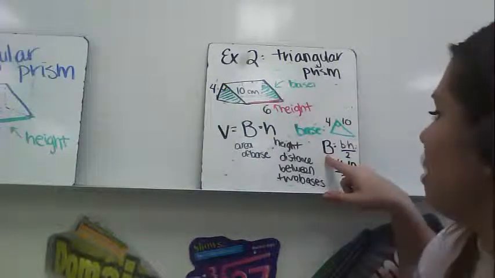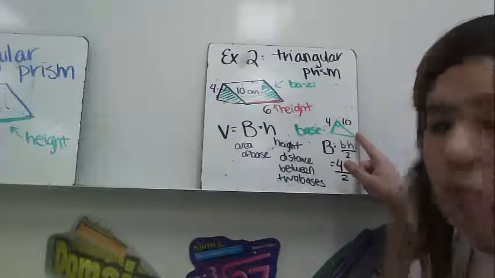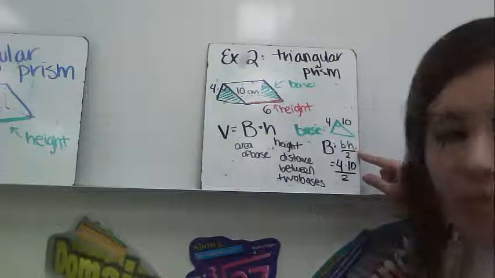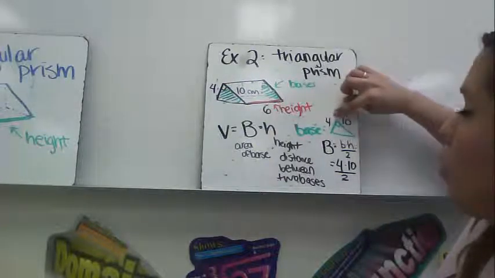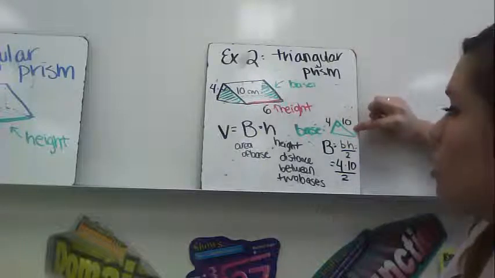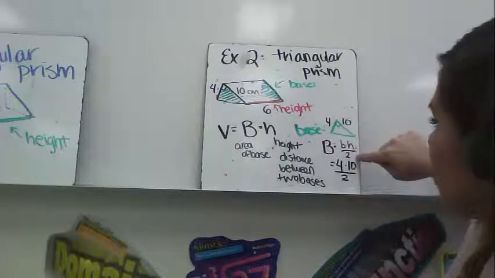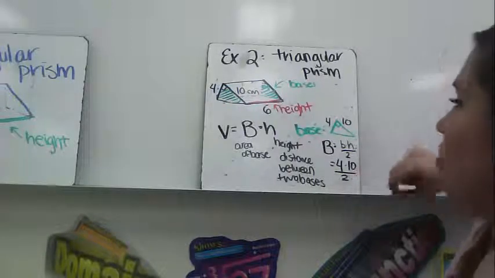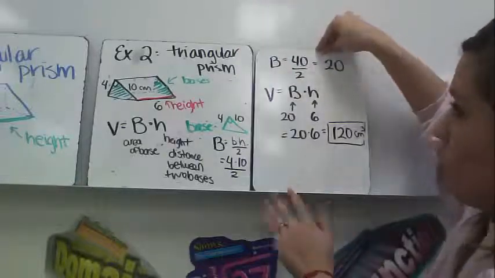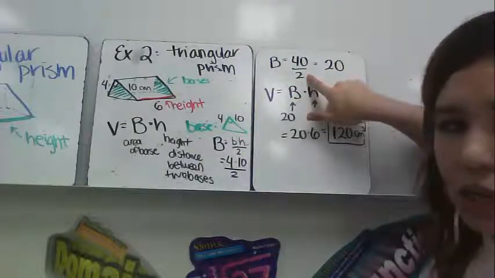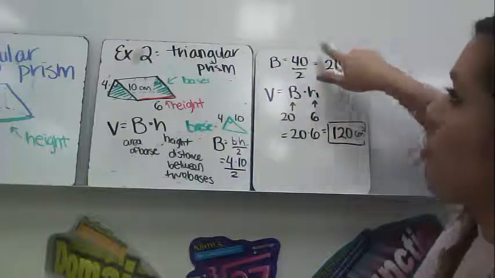Well, big B is area of the base. How do I find the area of a triangle? We've done this before. We know the formula is base times height divided by 2. So I plug it in. The base of my triangle is 4. The height of my triangle is 10 because I know that my 90 degrees are right there. I plug it in. 4 times 10 is 40. And I'm going to divide by 2. Let's continue. So I know then that it's 40 over 2. And that gives me 20. So I have found my big B.